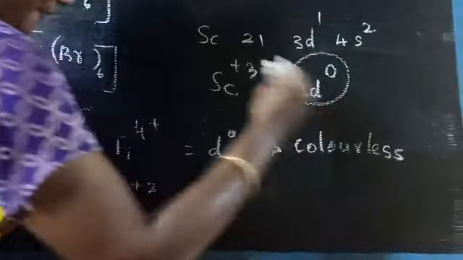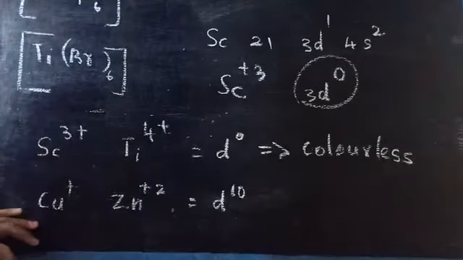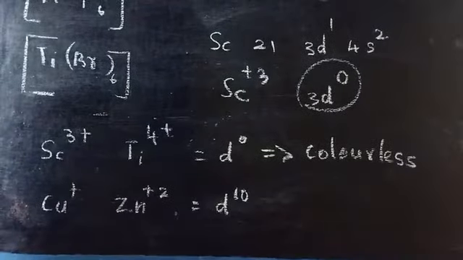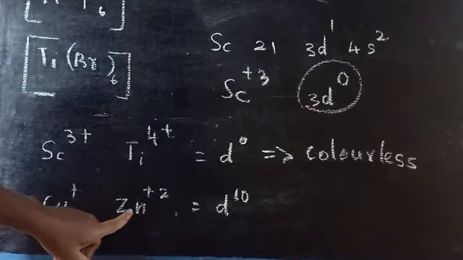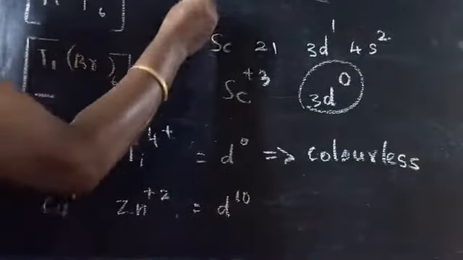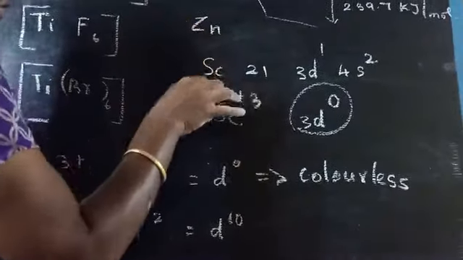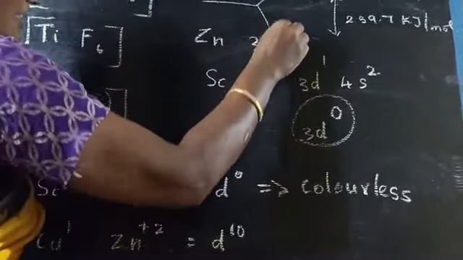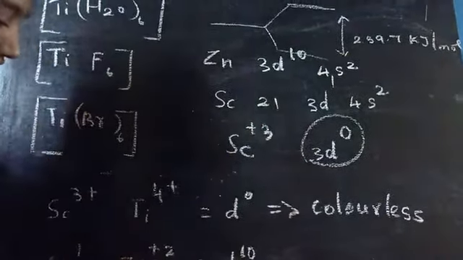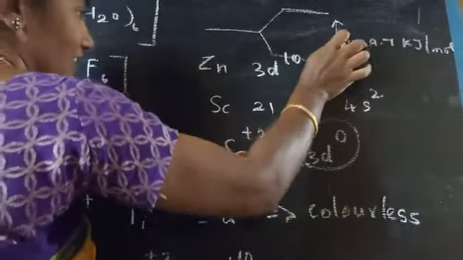Okay, at the same time, see another type of example, Cu+ and Zn2+. For example, here zinc, atomic number 30. Zn, atomic number 30, so 3d10 4s2 electronic configuration. Now Zn2+, so two electrons are lost.